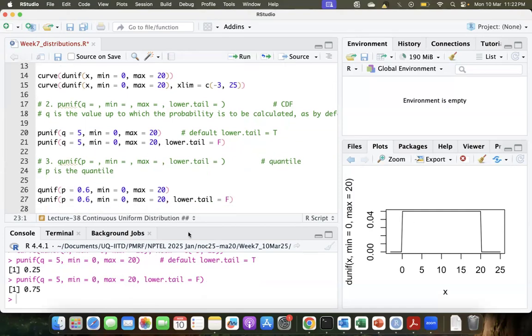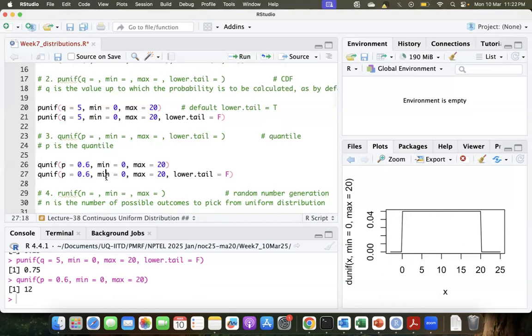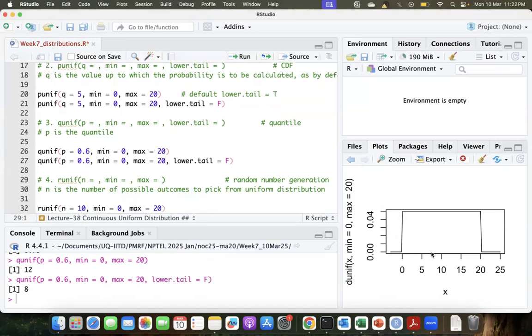Quantile, if you want to find at what value of x the probability up to that value is 0.6, then that's going to be somewhere here. So this total area is going to be 0.6. So that also holds true. Again, you can also do a lower tail false here. So it's going to be reverse. So 8 and above, everything is 0.6.